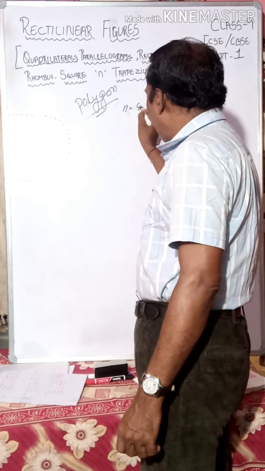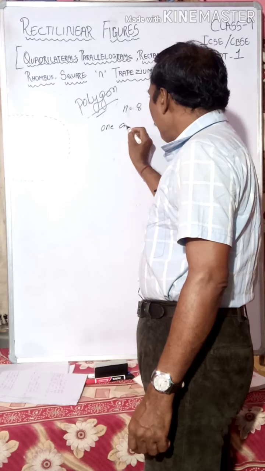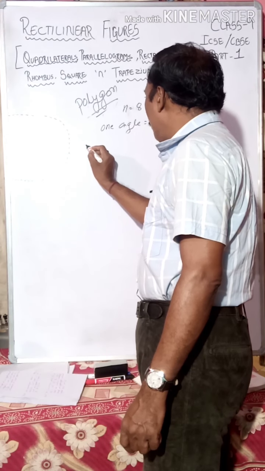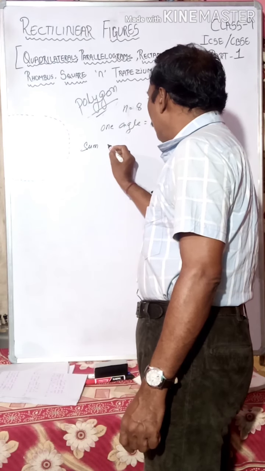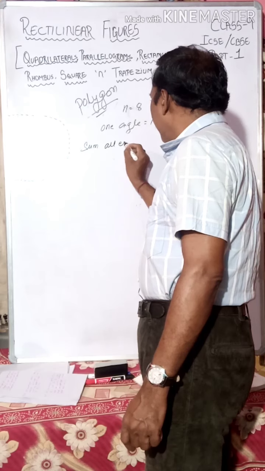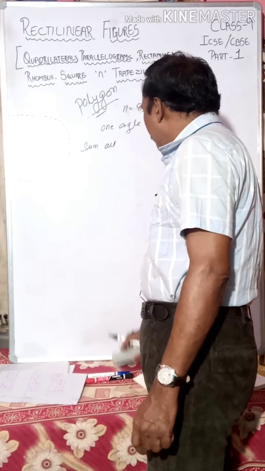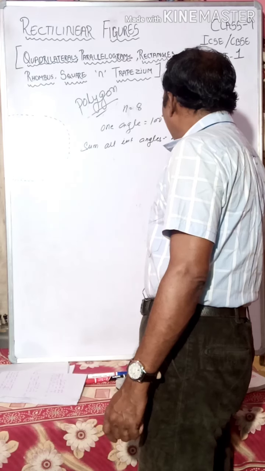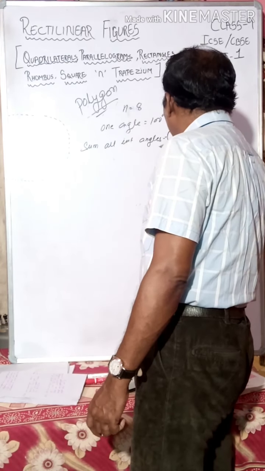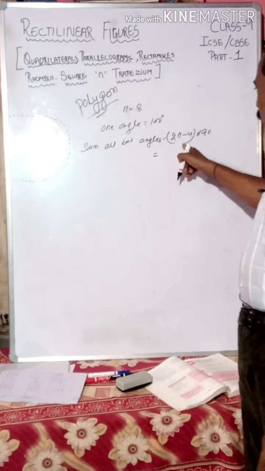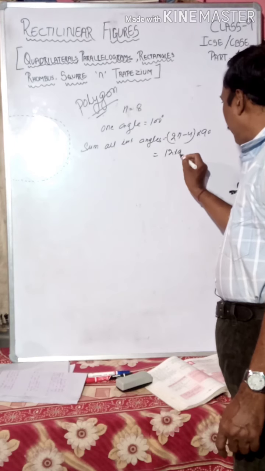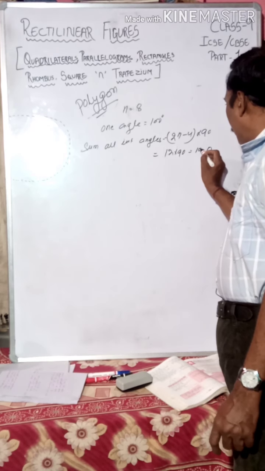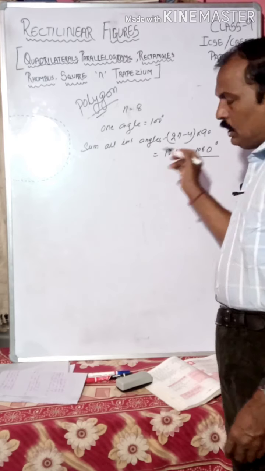So n is equal to 8. One angle is 100 degrees. The sum of all interior angles is equal to 2n minus 4 into 90 degrees, that is 2 into 8, 16 minus 4, 12 into 90, that is 1080 degrees. This much is the sum of the 8 angles.